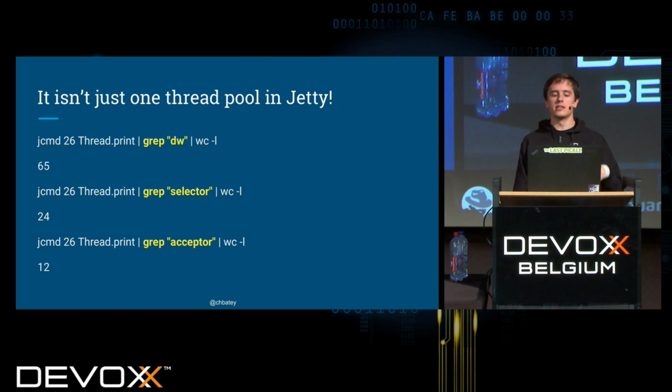What Jetty has done is select the number of selectors based off the number of cores, which is a really good default if you're the only thing running on that host. If you have 100 JVMs running on that host, it's a terrible default. You'll have hundreds of threads that are just selecting. The same for accepting. These are the things which accept new connections. This is, again, based off the number of cores, and we've got 12 of them.